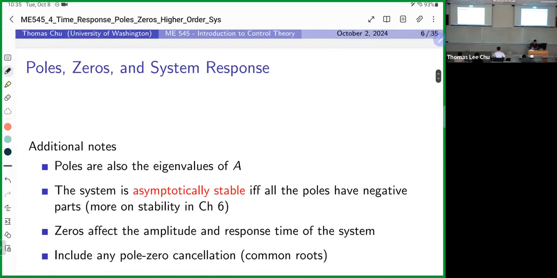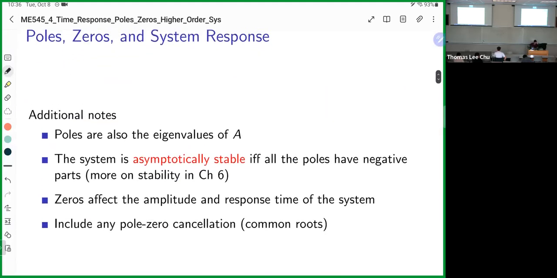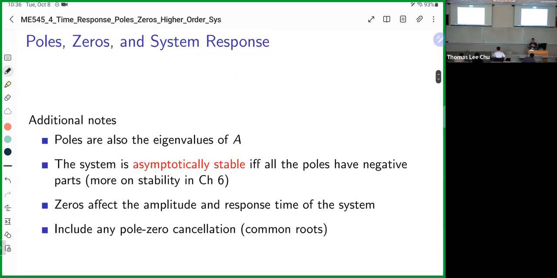Okay, so we went over the definitions, and now the way poles tie into eigenvalues: poles are the eigenvalues of A from our state space. The system is asymptotically stable if and only if all the poles have negative real parts. If you have a single pole that is positive, or a single pole that is purely imaginary, it's no longer asymptotically stable, just marginally stable. We'll go over those definitions formally in chapter 6. Asymptotically stable means it converges to a global minimum, usually at 0 or the origin.